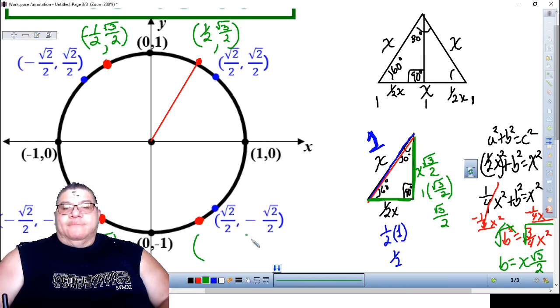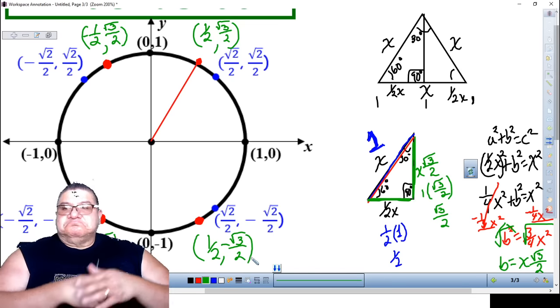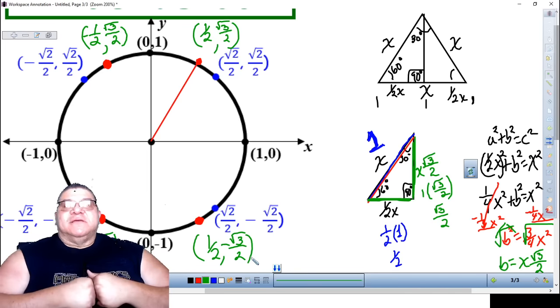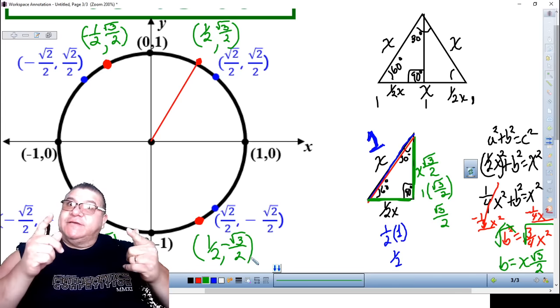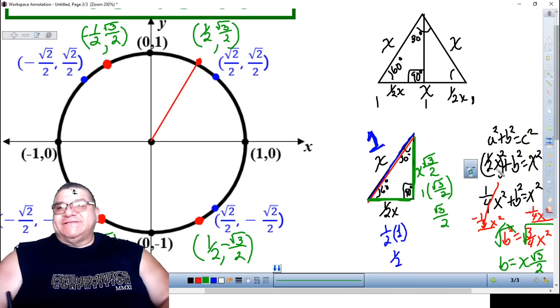And that one is positive 1/2 and negative square root 3 over 2. Piece of cake? Yep. But we're not done. Alright, now check this out.